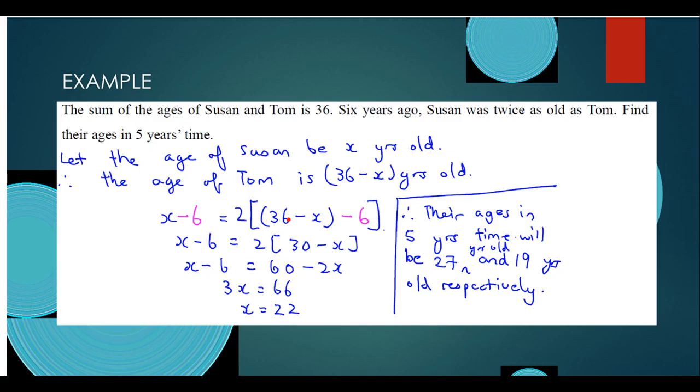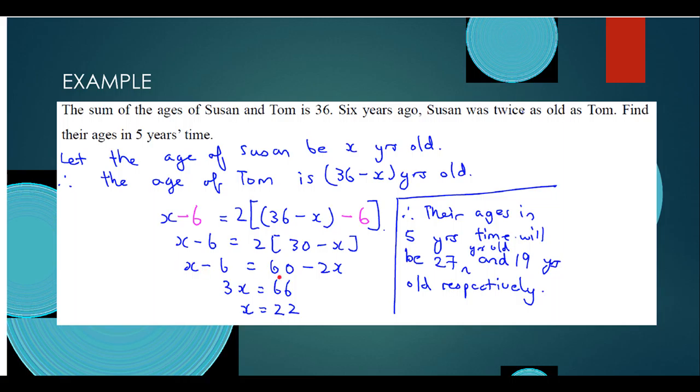So let's expand the inner brackets first. When I open up these brackets, I'll get 36 minus 6, which is 30, minus x. And the left hand side remains as it is, x minus 6. Then I expand the brackets on the right. 2 times 30 will give me 60. 2 times x will give me 2x. And so I get this equation.